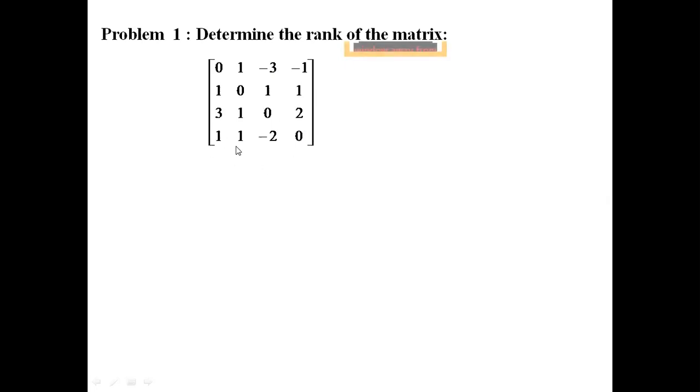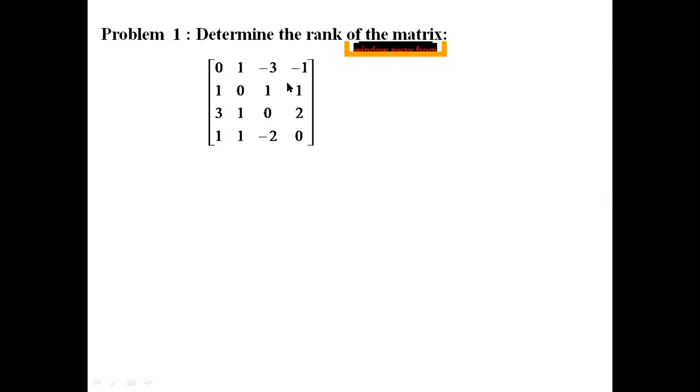Similarly, how did you get the last row? You just obtain it by adding the second and first rows. If I add these two rows, what happens? 1 plus 0 is 1. Here 0 plus 1 is 1. Then 1 plus minus 3 means minus 2. And here 1 plus minus 1 is 0. So this last row you obtain by adding the first and second rows. So the third row is a dependent row, and the last row is also a dependent row.